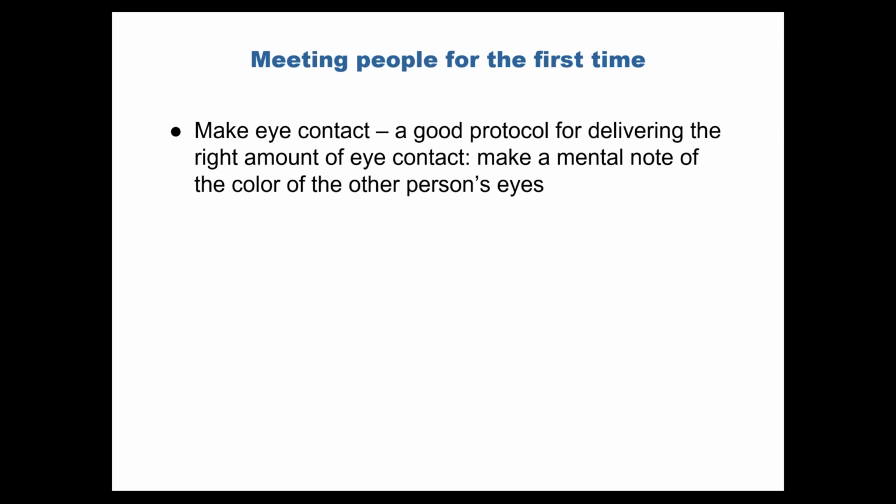First of all, when you meet people, make eye contact. Here is a very specific protocol that I found works well in the United States for making the right amount of eye contact. When you meet somebody, you reach out your hand, you shake their hand, and you make a note of the color of the other person's eyes. Look at their eyes long enough to detect what color their eyes are. In North America, that is a perfect amount of time to establish trust and engender respect.